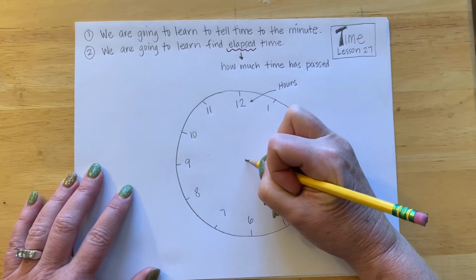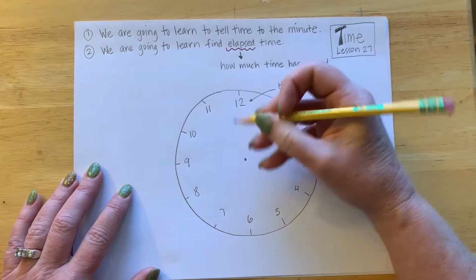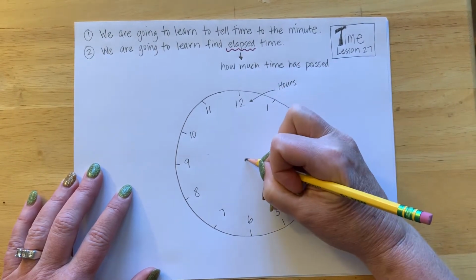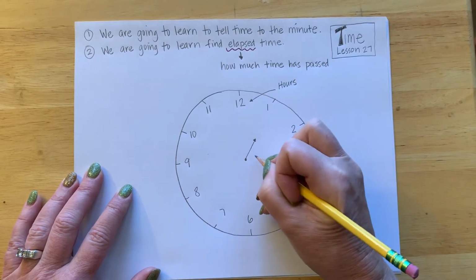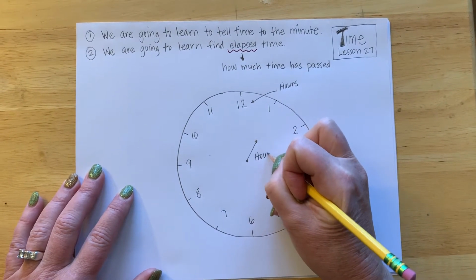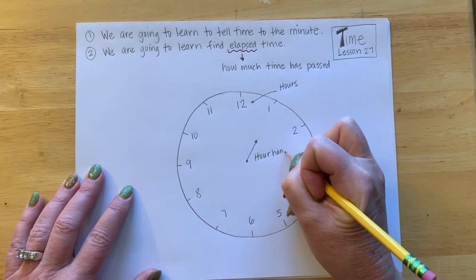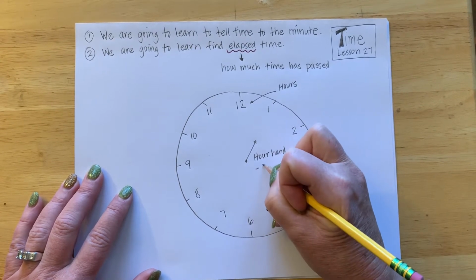Now the hour hand is the short hand. So let's make our clock say 1 o'clock. Remember that this is the hour hand. It is the short hand.